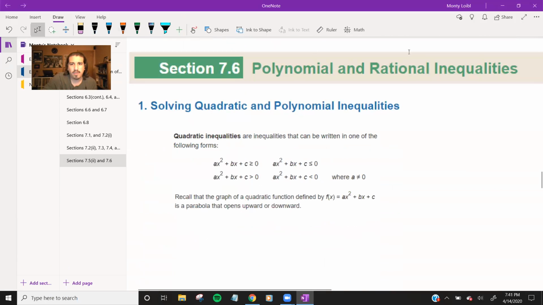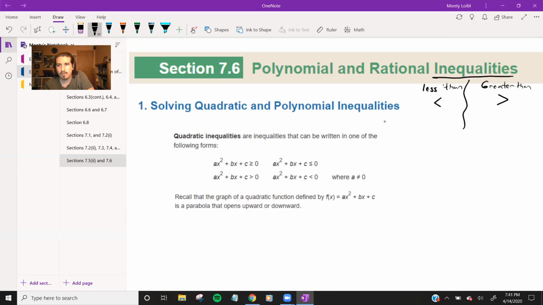Now this is 7.6, which is polynomial and rational inequalities. Okay, so to review, inequalities are dealing with less than, greater than, and then the same with or equal to. So we've got less than and greater than. Less than is this way, greater than is that way. And then you could have the or equal to, right? This is equal to.